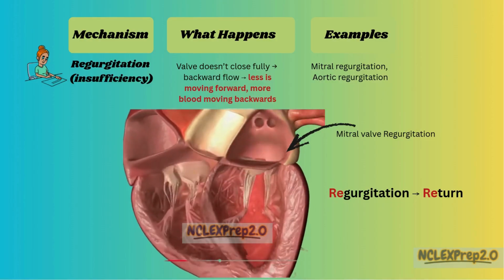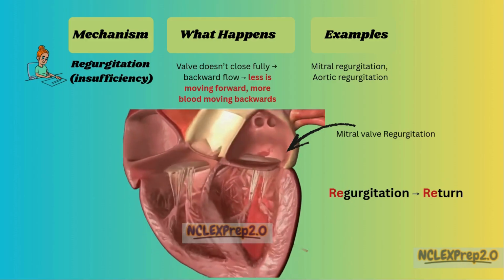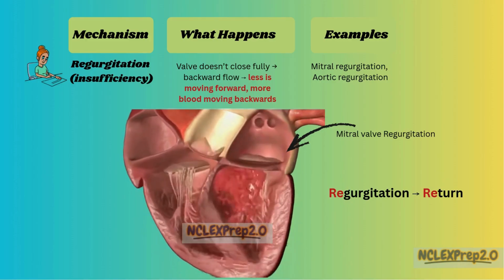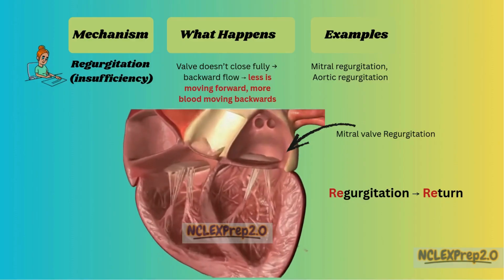What is a valvular regurgitation? There is a valve that does not close fully when it's supposed to. Therefore, we'll be having backward flow of blood, so less blood is moving forward, more blood moving backwards.